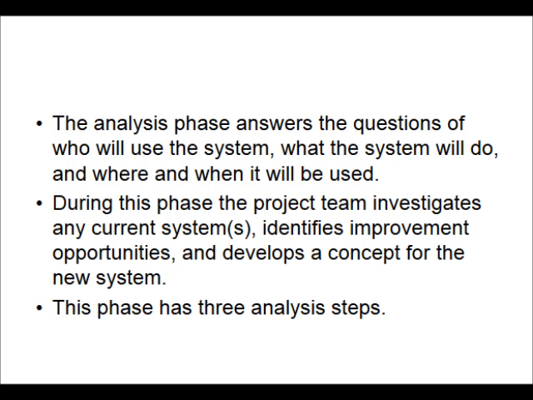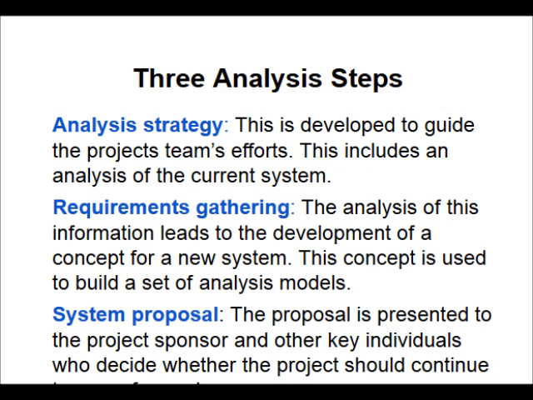Phase 2 is analysis. The analysis phase answers the questions of who will use the system, what the system will do, and where and when it will be used. During this phase, the project team investigates any current systems, identifies improvement opportunities, and develops concepts for the new system. This phase has three analysis steps: analysis strategy, requirement gathering, and system proposal.